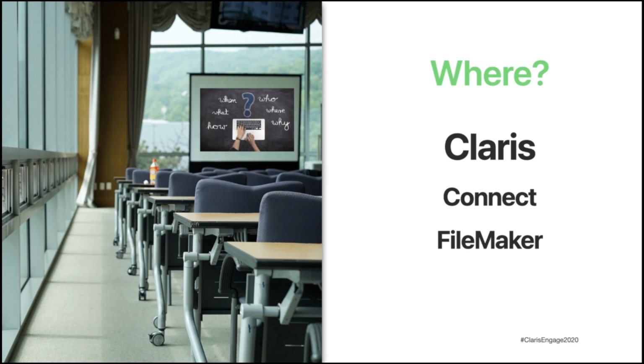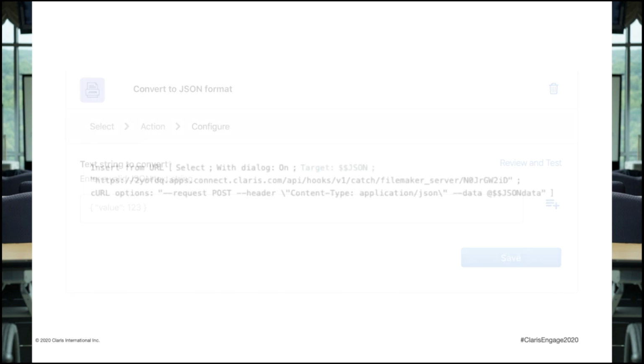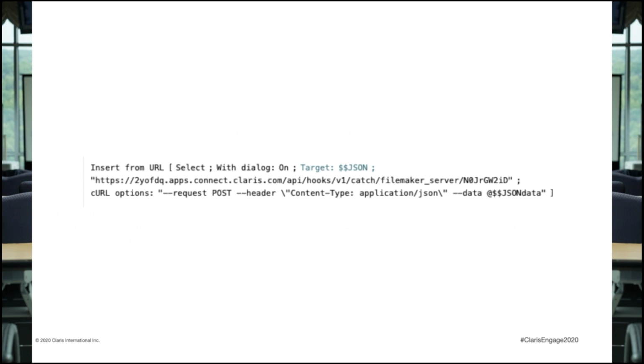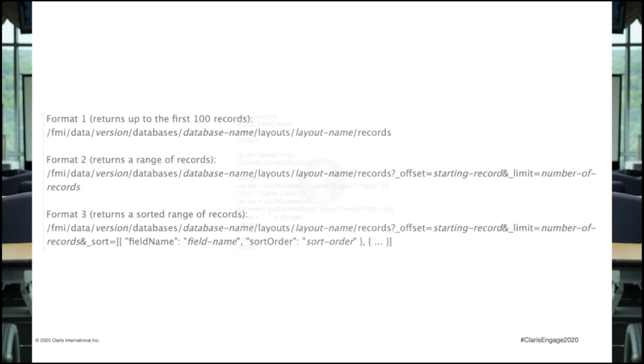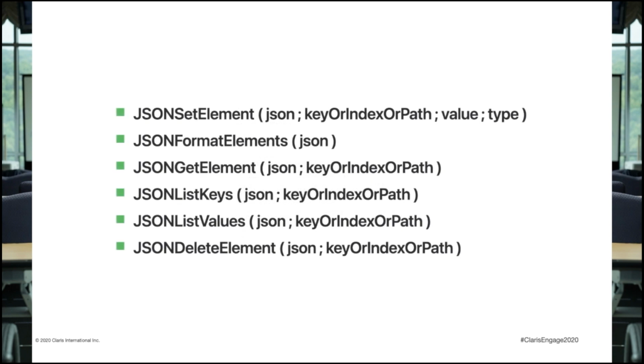Where is JSON used? Obviously in web technologies, but instead of explaining all those technologies and where in those technologies JSON is being used, we will focus on Claris products. There are specific places in Claris Connect and Claris FileMaker where JSON is being used. That would be the data utility type in Claris Connect, the insert from URL script step, the data API, the web viewer with JavaScript, and JSON functions.